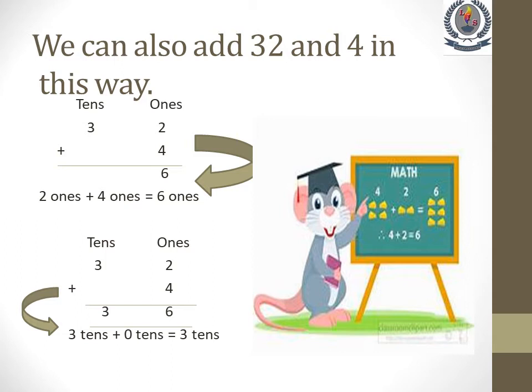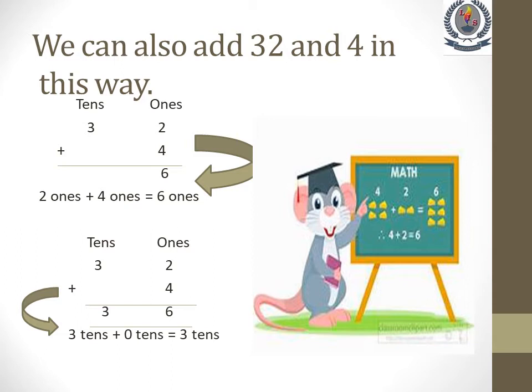We can add 32 and 4 using the concept of place value. We first add the ones, then we add the tens. How many ones are there in 32? 2 ones. How many ones are there in 4? 4 ones. In the first step, we add the ones in both the numbers. When we add the ones, we get 2 ones plus 4 ones equals 6 ones.